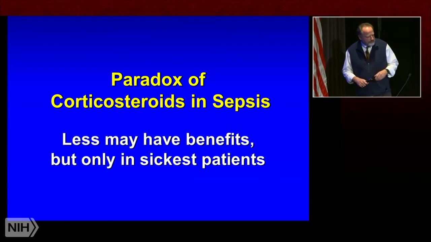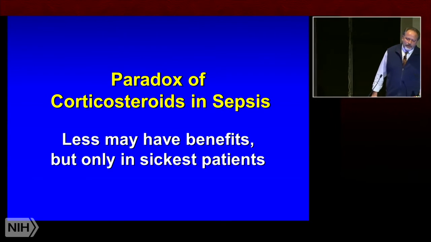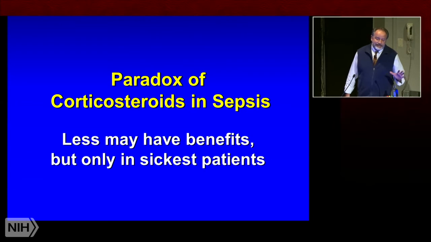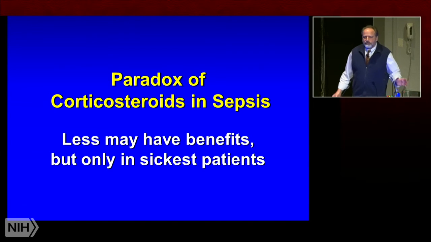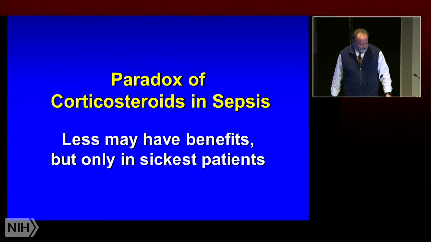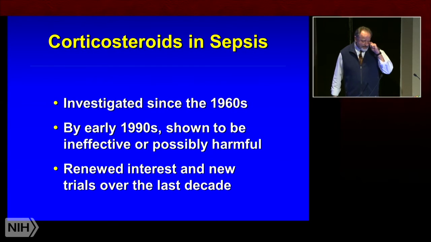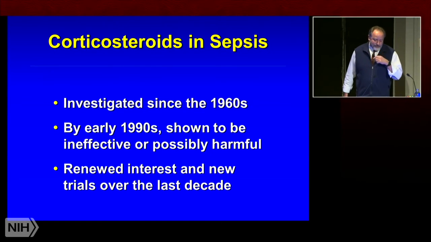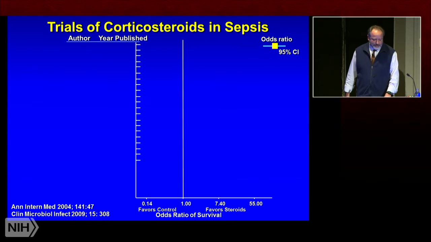So I'm going to do another meta-regression. Corticosteroids, those are steroids that have been tested in septic shock for over 50 years. I'm now going to do a meta-regression to try to figure out what was the effect of these steroids in sepsis over the last 50 years. They've been investigated since the 1960s. In the early 1990s, they were shown to be ineffective or harmful, but there became a renewed interest after the 1990s in lower doses in septic shock.